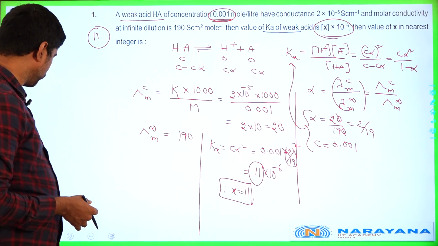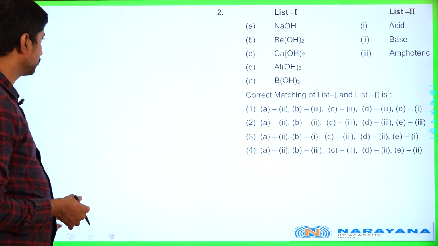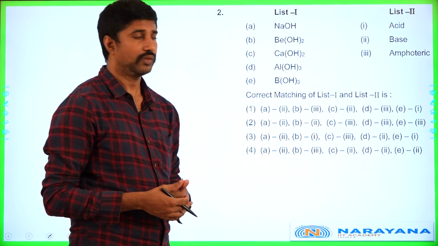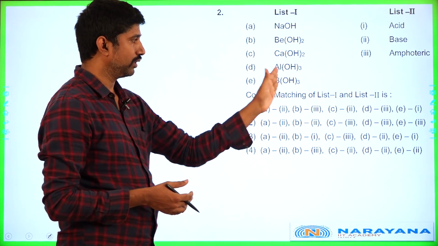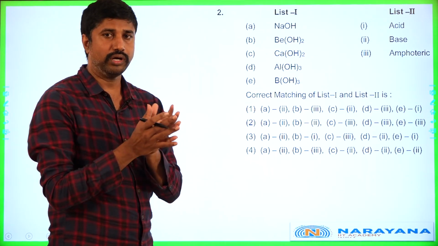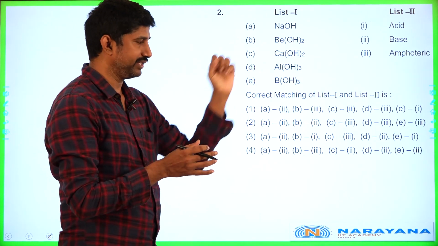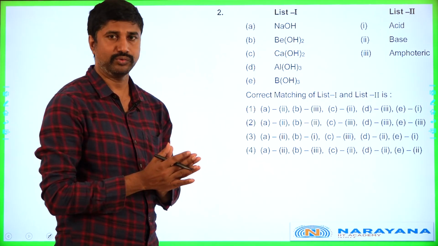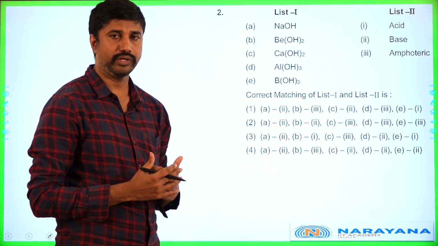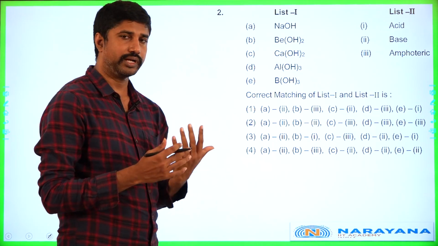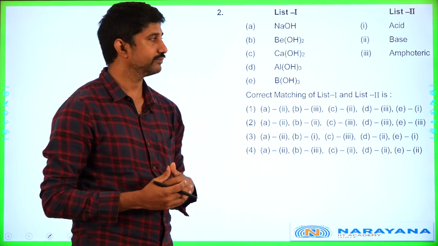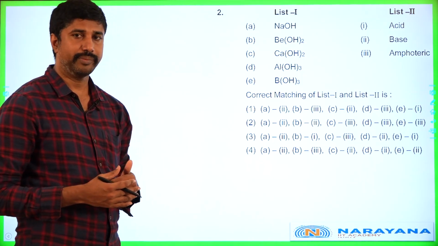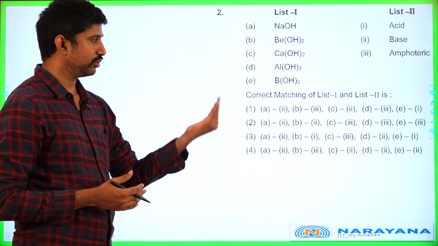Let us go for the second question. They gave a simple matching. In column 1, list 1, they gave compounds, and the formulas of the compounds were mentioned in the form of OH. So it looks like all the compounds contain OH groups, but if we examine carefully, we will verify whether they contain OH or not. And in list 2, we need to express whether they are acid, base, or amphoteric in nature.